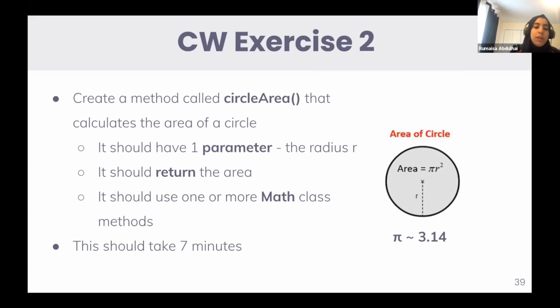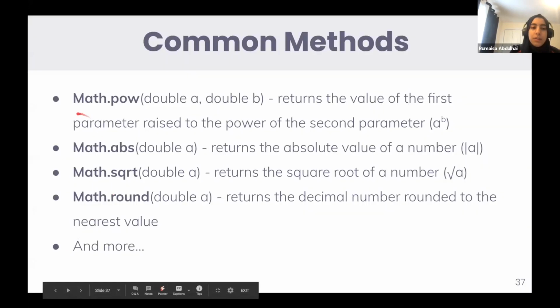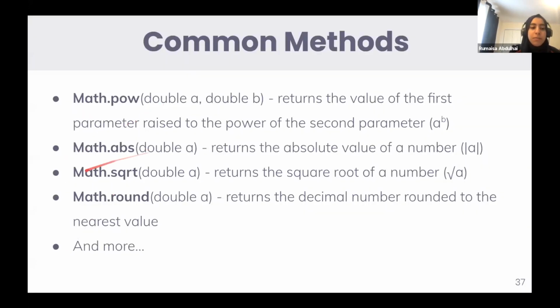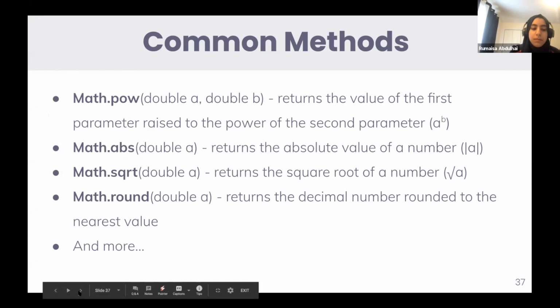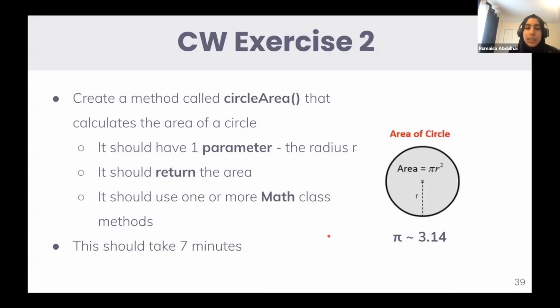So the last requirement is that it should use one or more math class methods that we learned. So if we go to the previous slide, it has to use math.pow or math.abs, math square root, or math round, whichever one that you think is most appropriate for this exercise. So it has to use one of these 4 methods. And I'll give you guys 7 minutes. If you're done, then type done in the chat, and then I'll ask someone to share their solution.